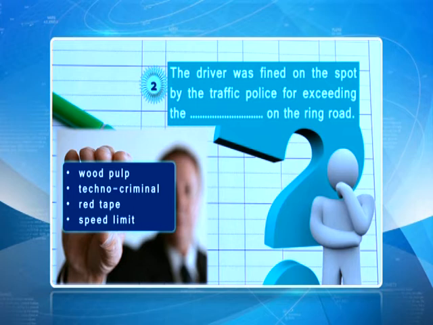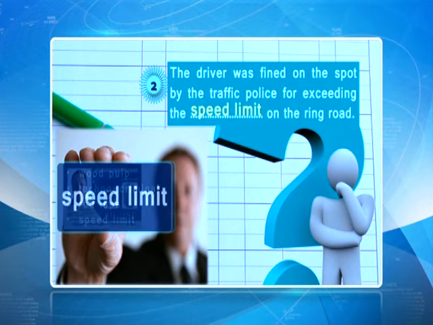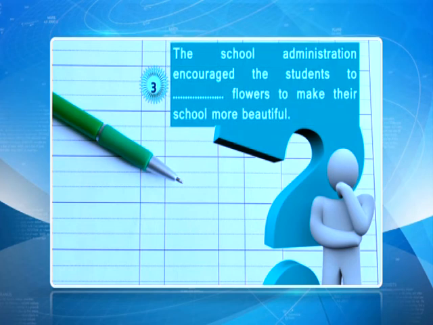So, what do you think? Could the word red tape complete the meaning of this sentence? I don't think so. It's the word speed limit. And the whole sentence reads, the driver was fined on the spot by the traffic police for exceeding the speed limit on the ring road. Excellent job. Let's move to sentence number 3.